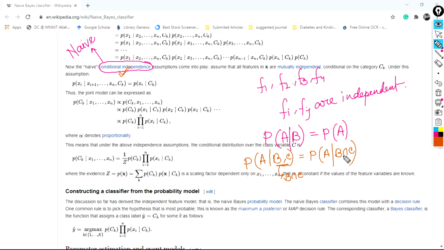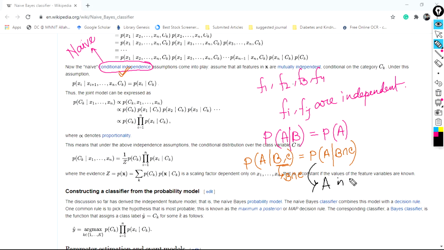So if you compare this, the features are A and B only, and we assume that our features are only conditionally independent. We are not saying the features are independent of our class label. Between the features they are mutually independent given the class, not independent of the class label. So because of this we are writing this.